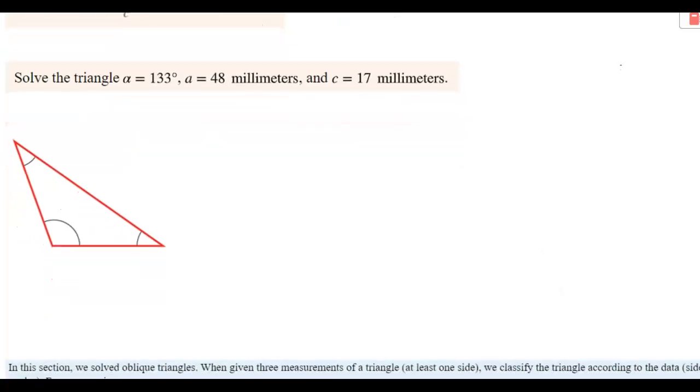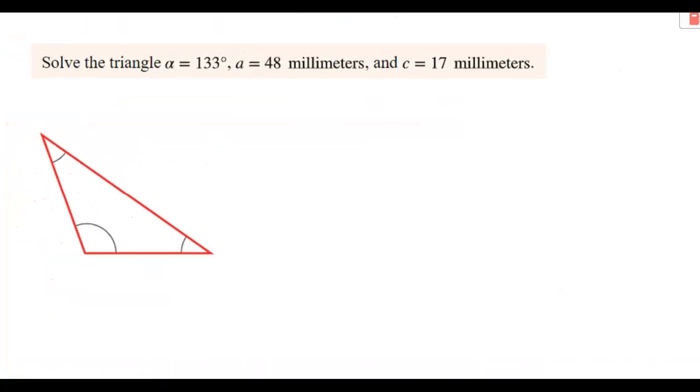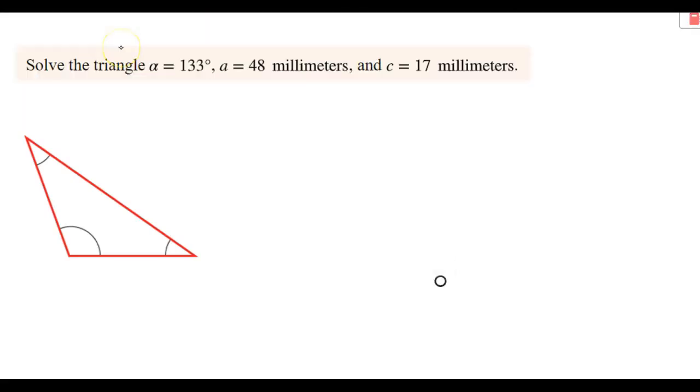Okay, the next one is solved slightly differently, so I want to make sure that we're all on the same page with labeling and solving this one. So we have that alpha here is 133. That's a really big angle, so let's put that at this large angle here. Remember, alpha is opposite of little a, which is 48. And then we have little c is 17. You can really just pick whatever you want that to be. So maybe we'll put beta up here and little b. And then we'll say gamma is here. And then little c here is 17.